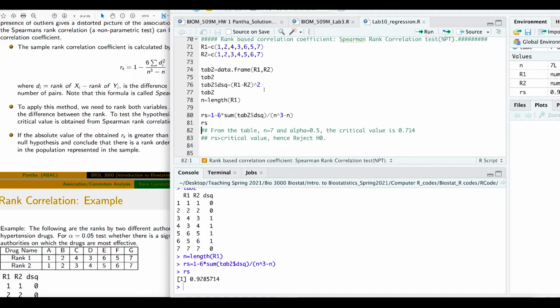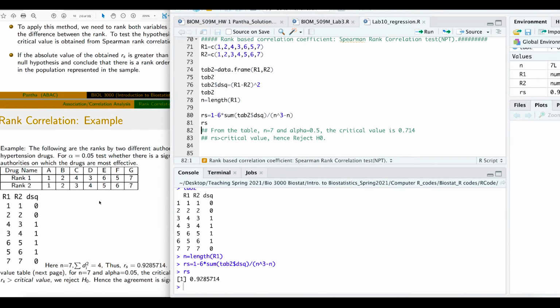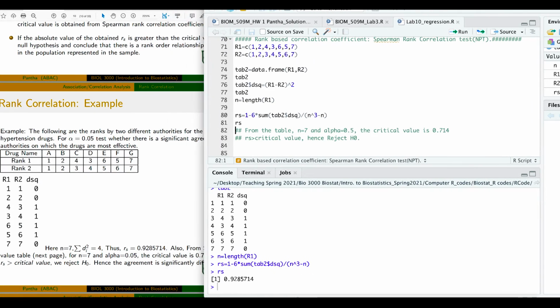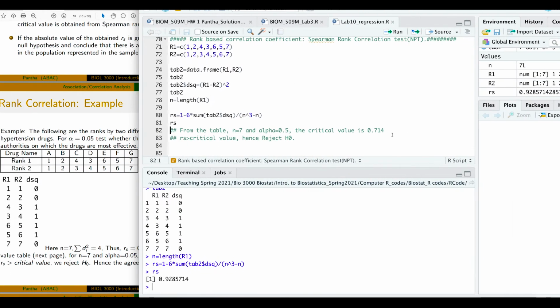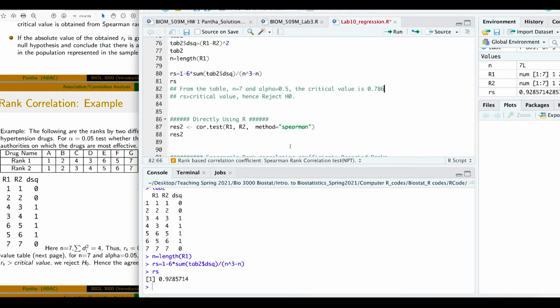Okay. So here from the table, n equals 7 and alpha equals 0.05. The critical value is 0.786. Since the R sub S, the test value, is bigger than the critical value, we reject the H sub 0. If you want to do it directly using R, then this is what you use.